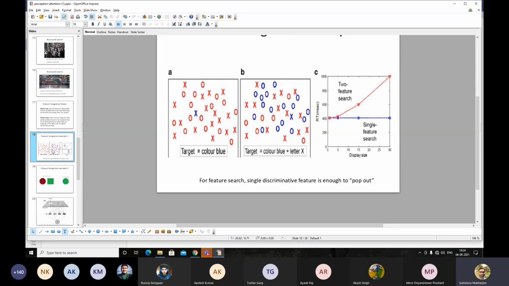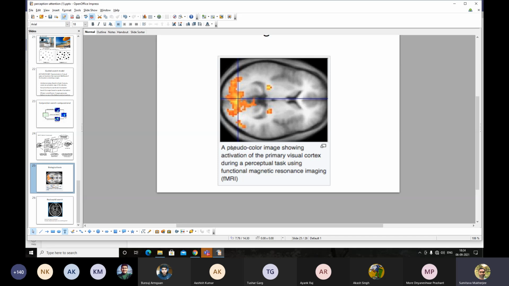All right. So now if you look inside the brain, and this is an fMRI image, it will show you that there is a large, this is the back side of the brain. You are seeing it from the top, by the way. This is the front side of the brain, and this is the back side of the brain. And this area is the primary visual cortex. This area does get activated a lot.